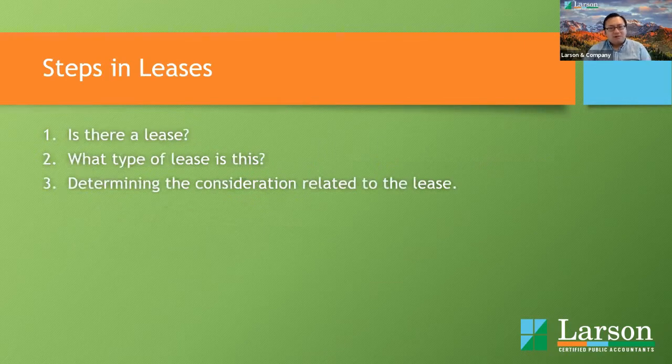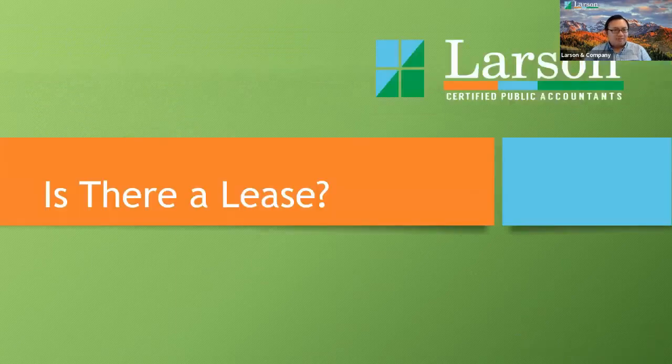So then we'll get to the nuts and bolts of it. You could kind of look at leases in 3 steps. Number 1 is, is there a lease? Does your agreement qualify as a lease? Number 2, what type of lease is this? And then 3rd is determining the consideration related to the lease. So that after you go through these steps, then you can know how you should apply the accounting for it. So first step, is there a lease?